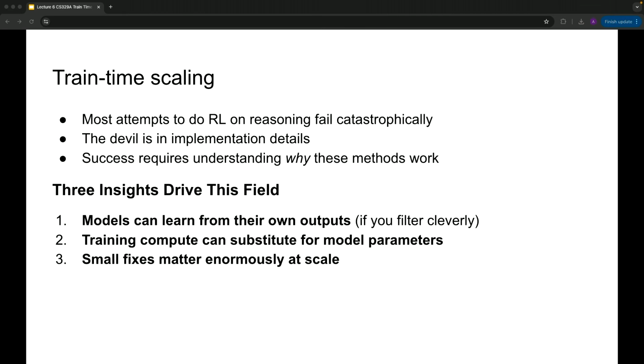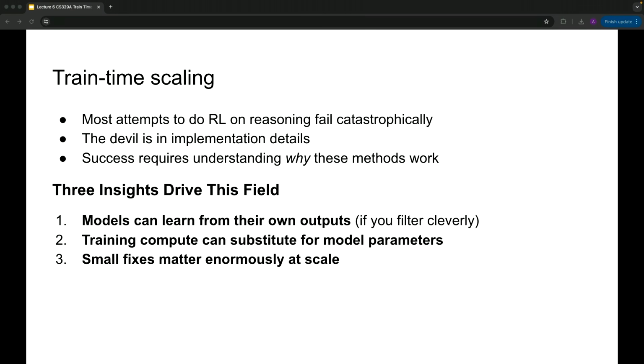Some of the tricks that are being used to achieve this are called train time scaling. Typically, if you try to do reinforcement learning on reasoning, it will not work well. A lot of the time, the reason it doesn't work well is because the implementation details are hard to get right. So the key insights that we will study today are these.